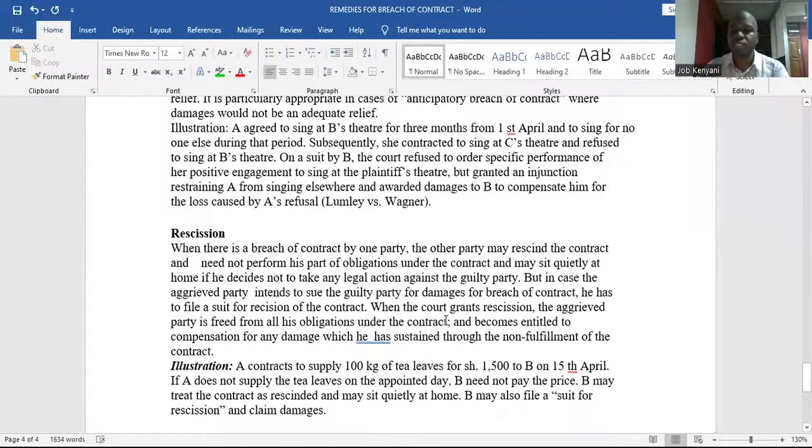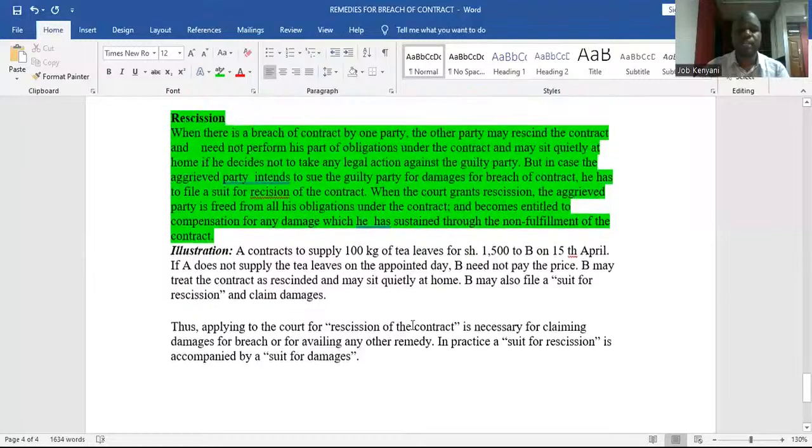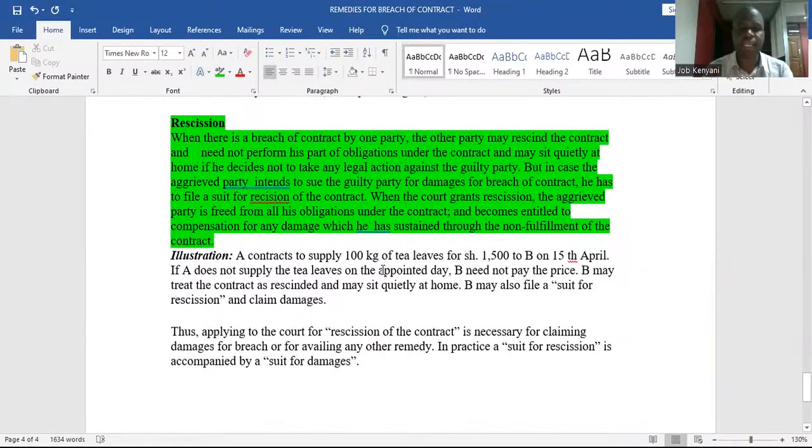So when the court grants rescission, the aggrieved party is freed from all obligations under the contract and becomes entitled to compensation for any damage which he has sustained through non-fulfillment of the contract. So they have given an example there. A contract to supply 100 kg of tea leaves for 1,500 to B on 15th April. If A does not supply the tea leaves on the appointed day, B needs not to pay the price. So B may treat the contract as rescinded and may sit quietly at home. B may also file a suit for rescission and claim for damages in a court of law.